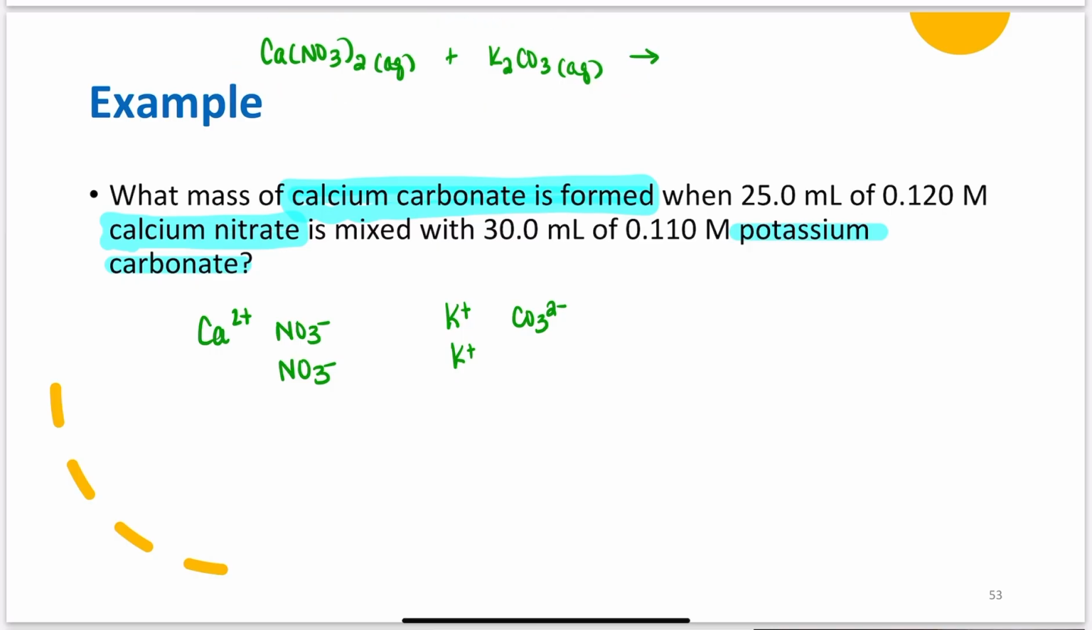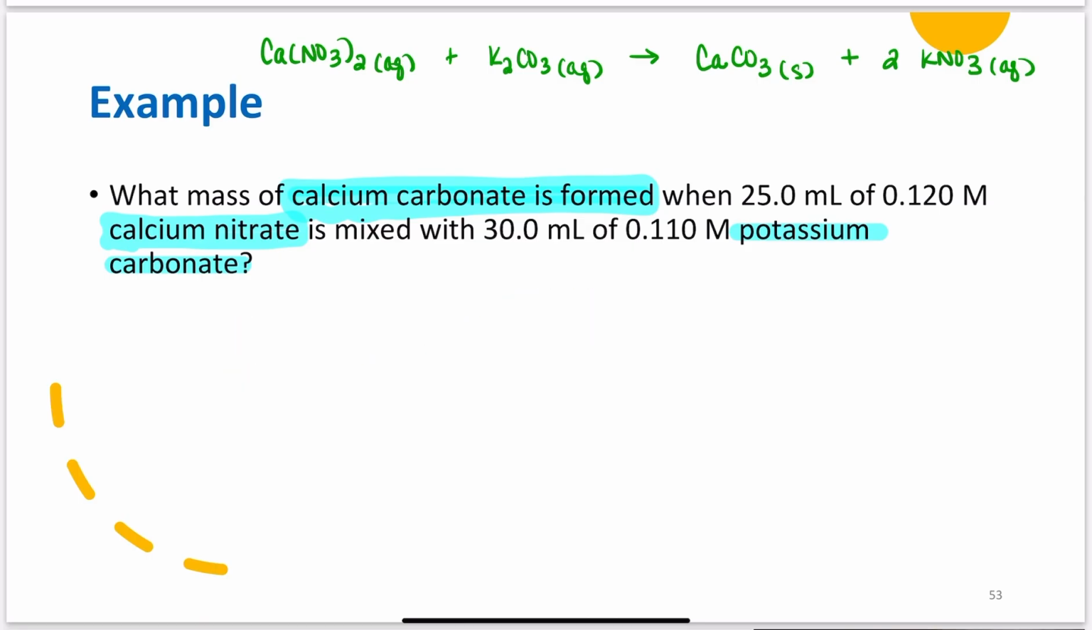These two are going to react, and it even tells me one of my products. It tells me I'm going to form calcium carbonate. So my calcium ion is going to hang out here with my carbonate, which means my potassium must go to my nitrate. CaCO3, and that's going to be solid. Carbonates are not very soluble, and they're not soluble with calcium. And I'm going to have 2 moles of KNO3. And now my reaction is balanced.